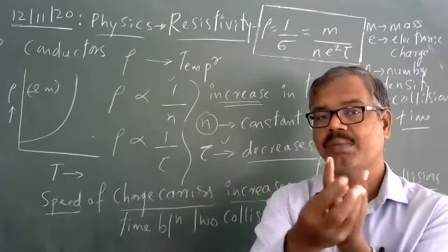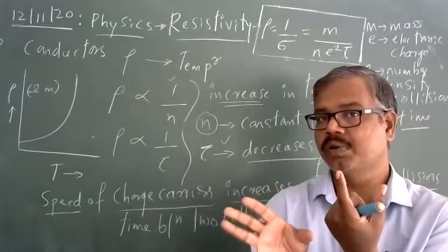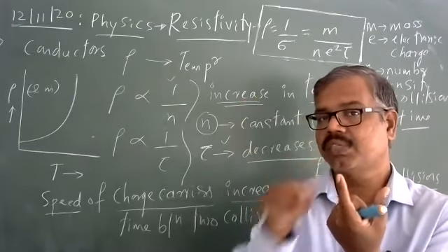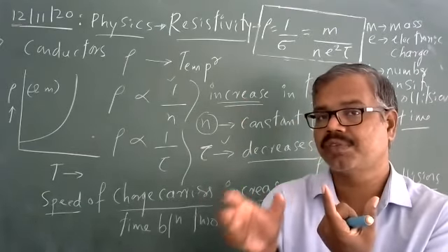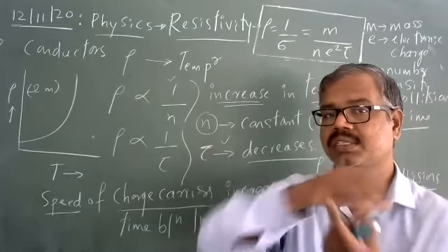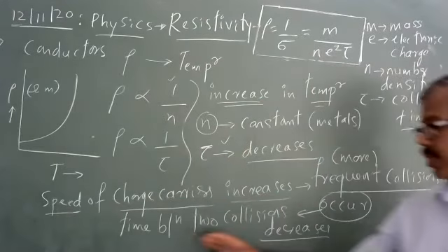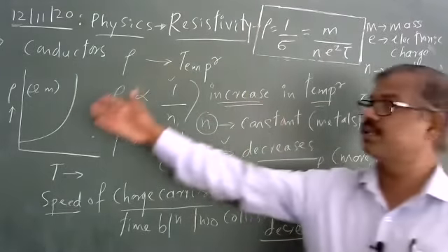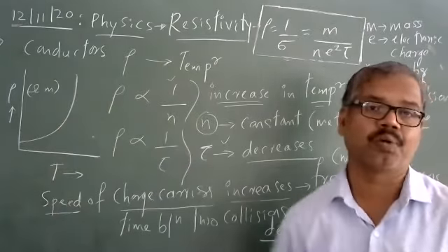Look at the formula, time equal to distance upon velocity. Velocity is more, the distance is fixed. Then velocity and time are inversely proportional. When velocity of the charge carriers increases, time decreases. That time, called the collision time between two collisions, decreases. Hence, my resistivity definitely is going to be more for conductors.